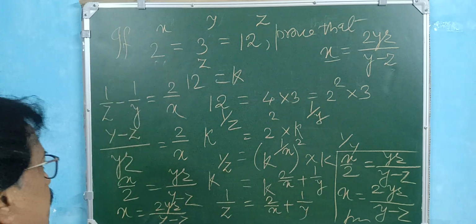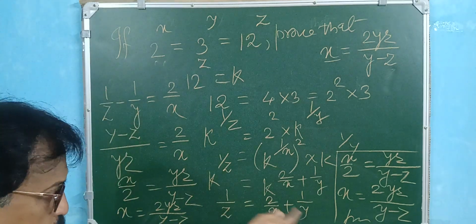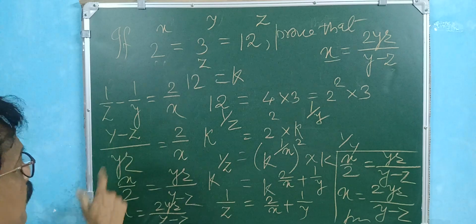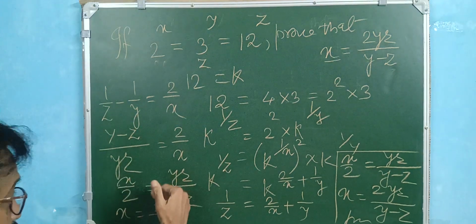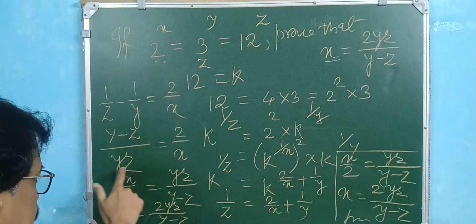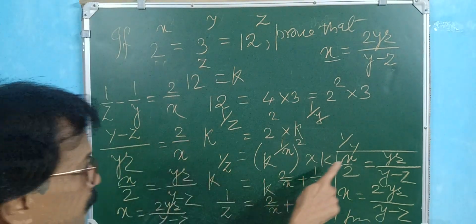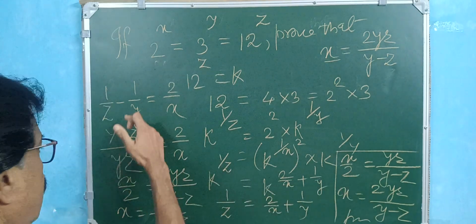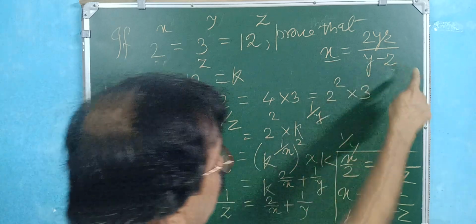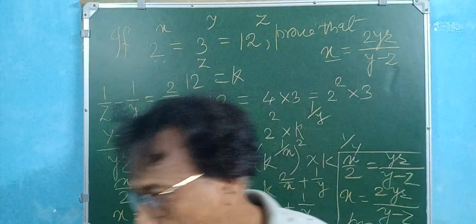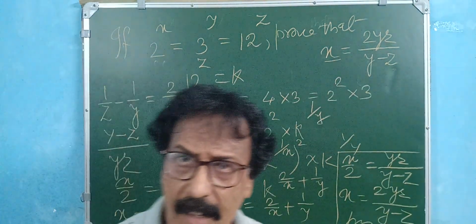Just use shifting. That means 1 by z minus 1 by y, this is the LCM, y minus z by yz, this is 2 by x. So just you reverse, x by 2 is equal to yz by y minus z. So what's the value of x? 2 into this. That will prove. So in this way you solve the sum. No problem at all. Very interesting sum.